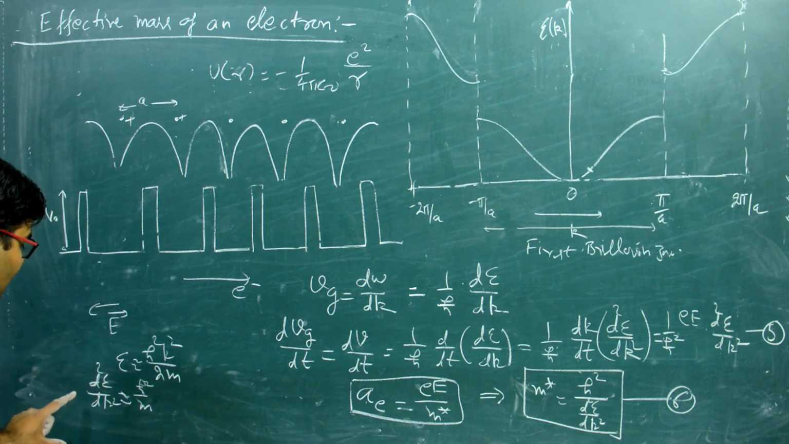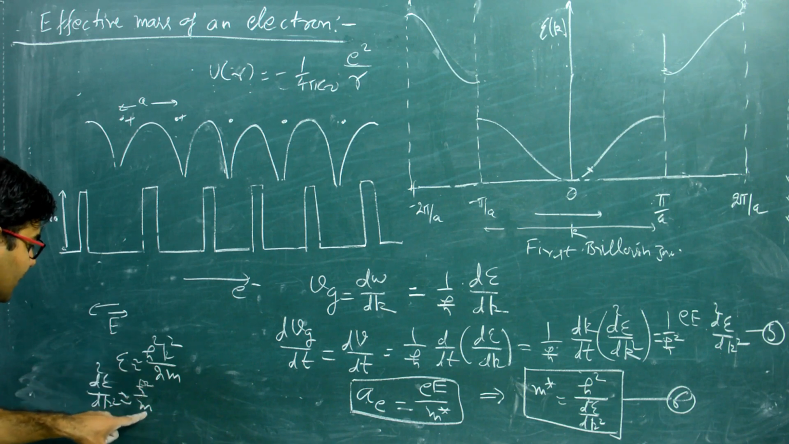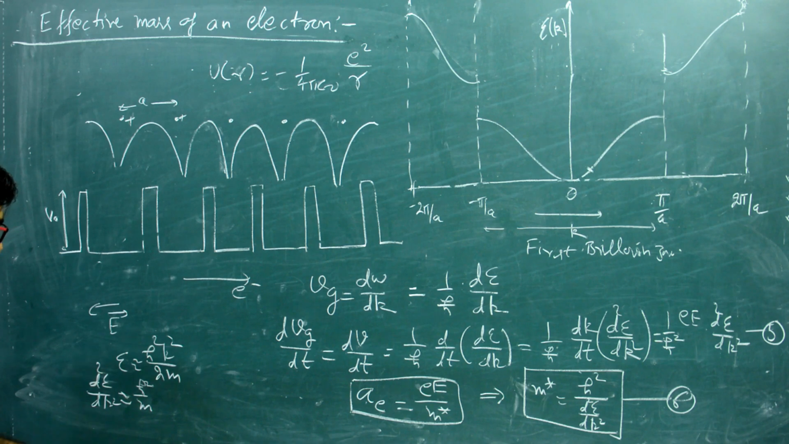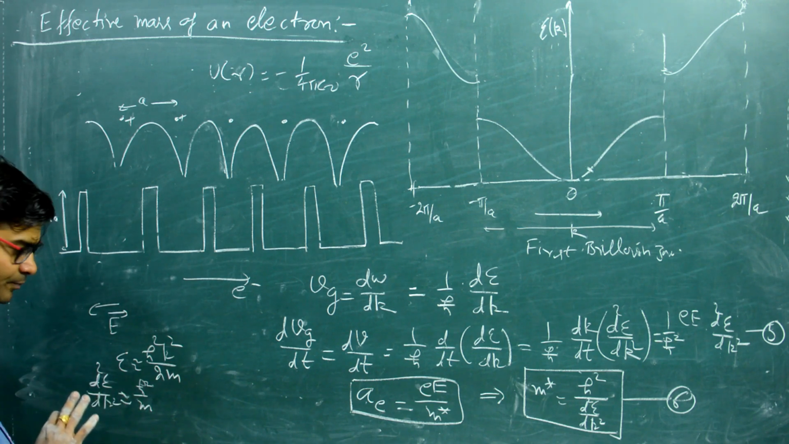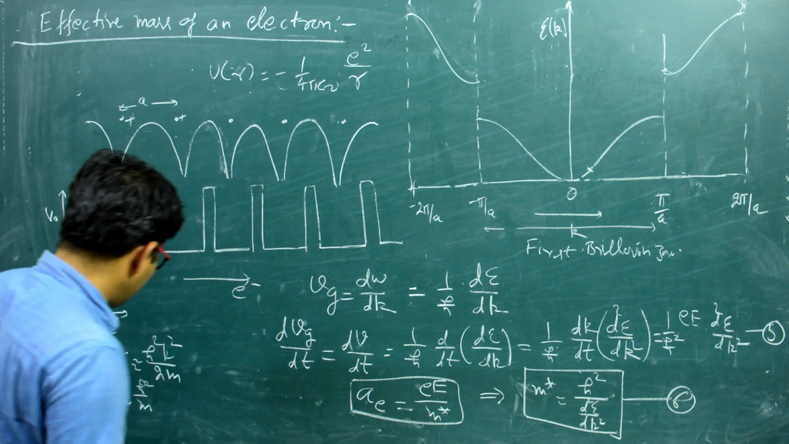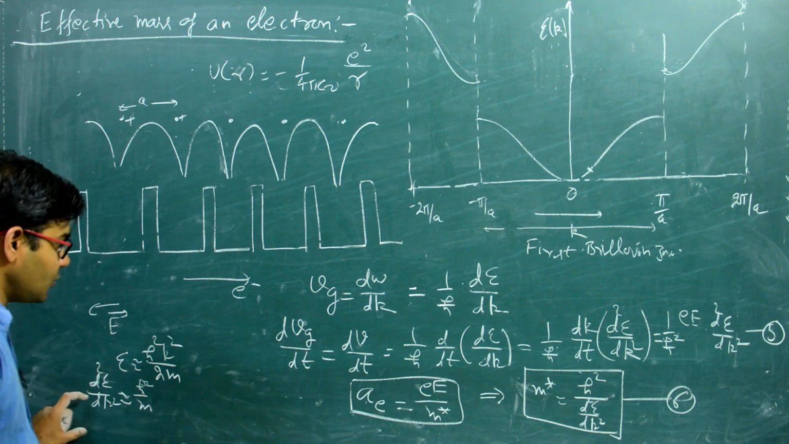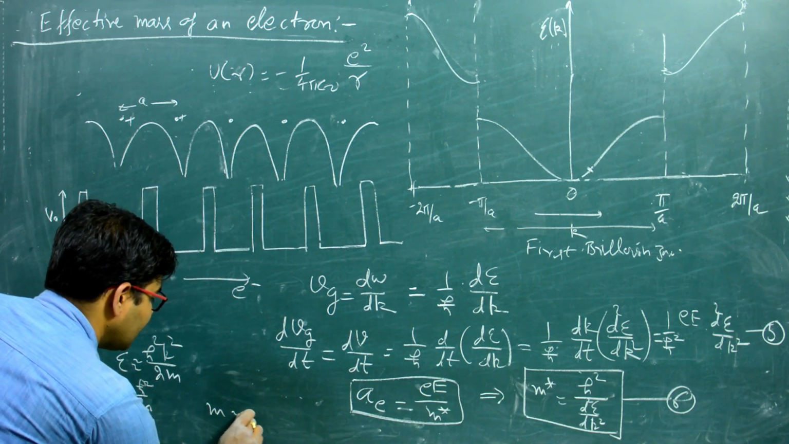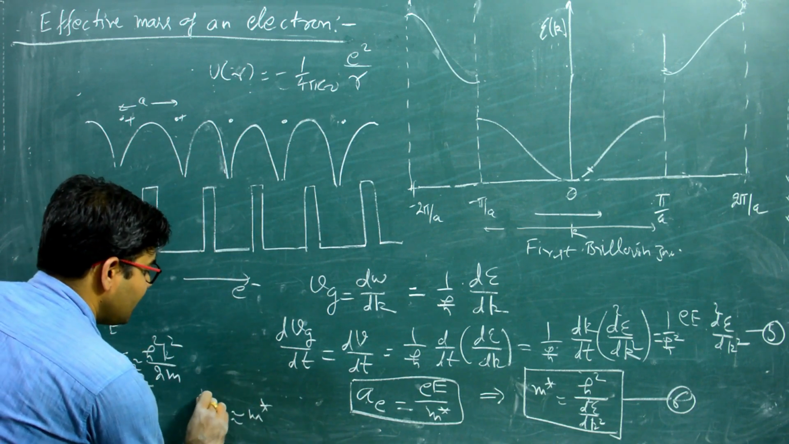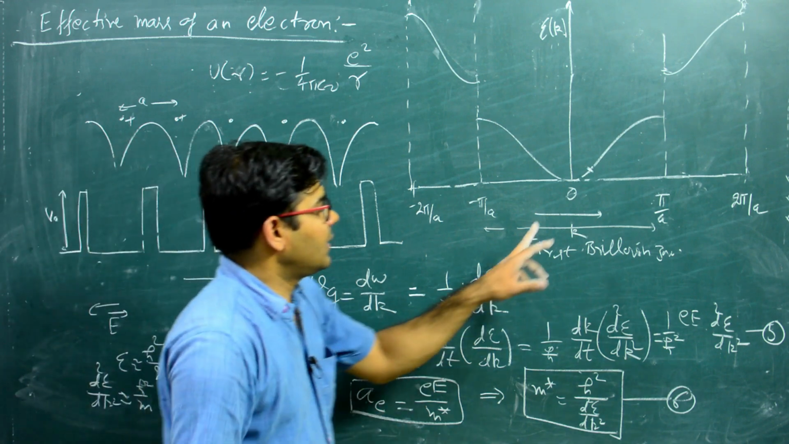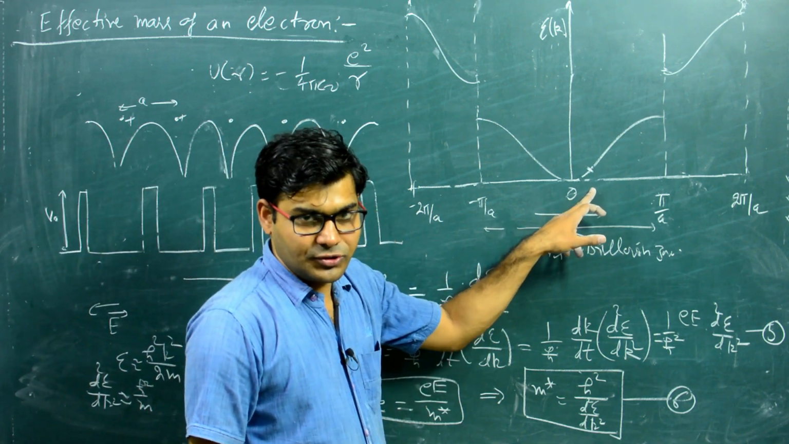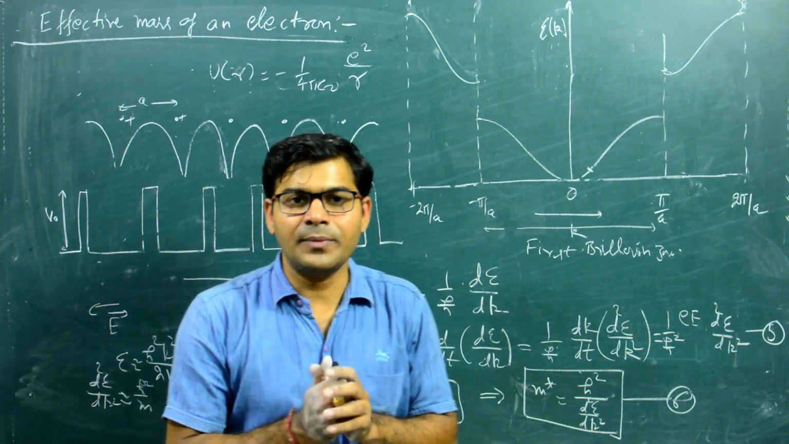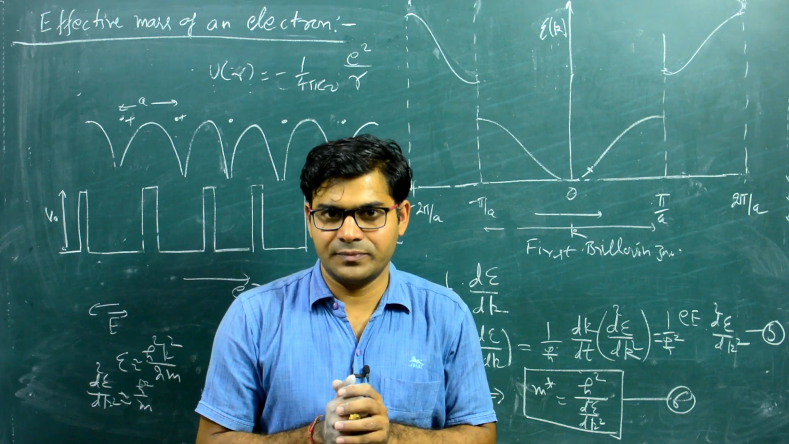So if we calculate from this relation d2 epsilon by dk2, we get approximately h cross square by m. If we differentiate it twice with respect to k, in the first differentiation we get 2k, the 2 cancels out, and in the second differentiation k becomes 1. So this becomes h cross square by m. If we put this value of d2 epsilon by dk2 in the expression, we get m approximately equal to m star. So it means that when the electron is near the center of the first Brillouin zone, it behaves almost like a free electron, so its mass is almost equal to the mass of the free electron.